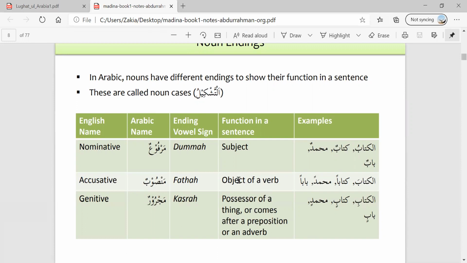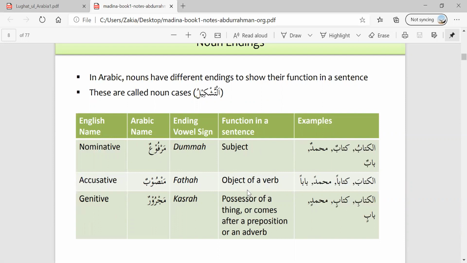So we have three cases. We have nominative case, which is marfu'un. Then we have accusative case, which is mansubun. Then we have genitive case, which is majrurun. And basically, marfu' is with a dhamma, which is the u sound. We saw that, the u.